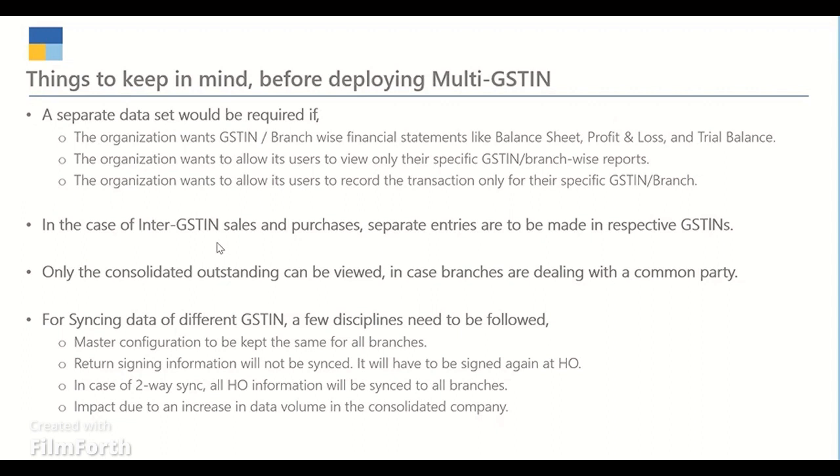In case of GSTN sales and purchase entries, the expectation is like this. Sir, now I am maintaining both the GSTNs in the same data set. I make the sale entry, and there might be a chance where I make a sale to my own branch, Telangana. When I make a sale here, it should become a purchase there automatically. No, it doesn't become a purchase entry automatically. Separate entries have to be made for the respective GSTN. Only the consolidated outstanding can be used.